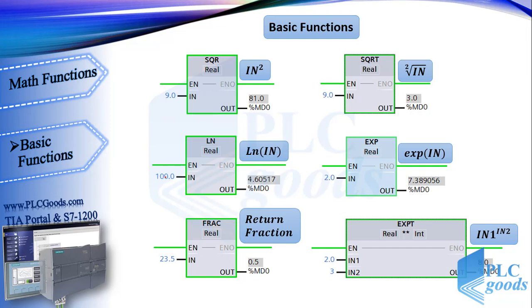This instruction calculates the natural logarithm to base number e, which is 2.718282. This one calculates the exponent from the base number e and the value specified at its input. This instruction determines the decimal places of the value at its input. For example, for 23.5, it just returns 0.5.